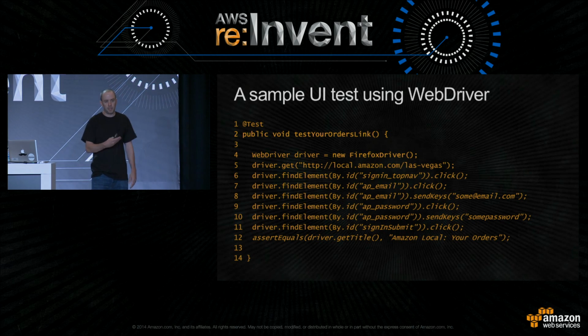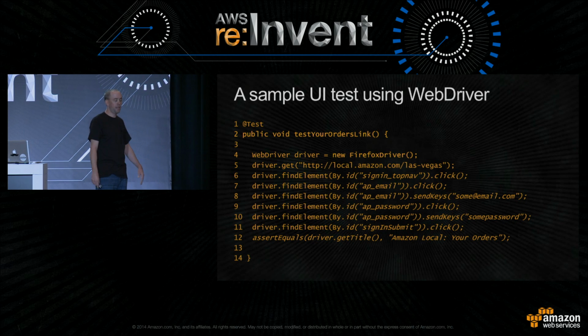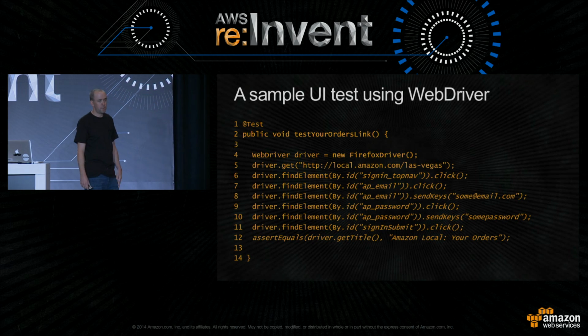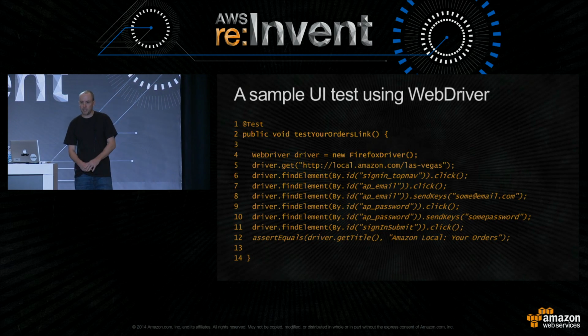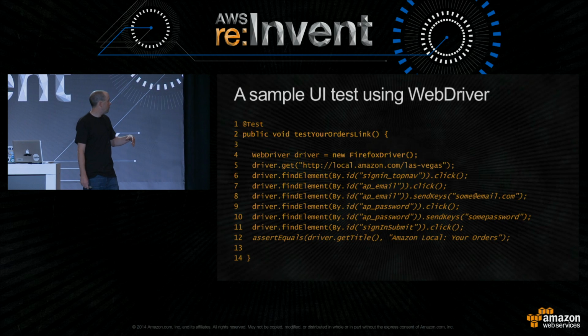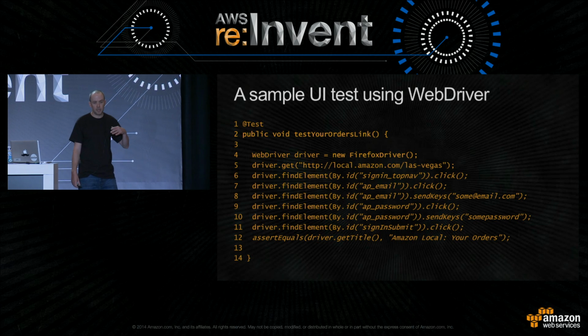This code is written in Java. On lines 1 and 2, I declare my test annotation, and then my test method declaration on line 2. On line 4, I'm launching an instance of the Firefox browser. On line 5, I'm navigating to the Las Vegas implementation of the Amazon Local page. On line 6, I'm clicking the sign-in button at the top of the page, which is going to direct me to the Amazon.com login page, where I'm going to enter my email address and password, and then click the sign-in button.